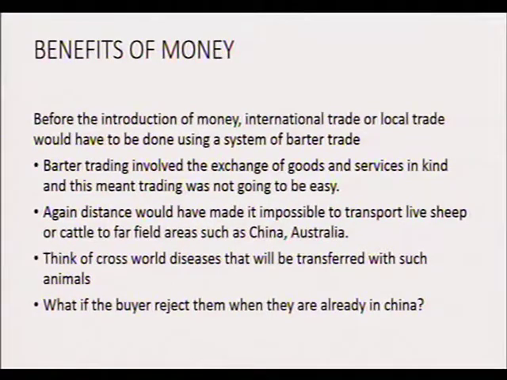Again, distance would have made it impossible to transport a live sheep or cattle to faraway places such as China and Australia. Think across the world of diseases that could be transferred with animals. This would be a debacle to most of the economies. Or what if a buyer rejected them when they had already arrived in China?